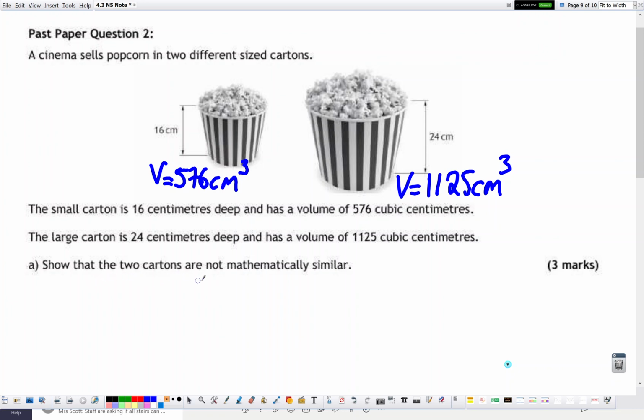Question A says, show that the 2 cartons are not mathematically similar. Now we've not come across a question like that before. That means we are going to go through the same process as if we did not know this bigger volume. You're going to find the length scale factor between the bigger and the small one. You're going to multiply the old volume by the volume scale factor, and it shouldn't equal this 1125. If it doesn't equal 1125, that proves that they're not mathematically similar. So let's do that.